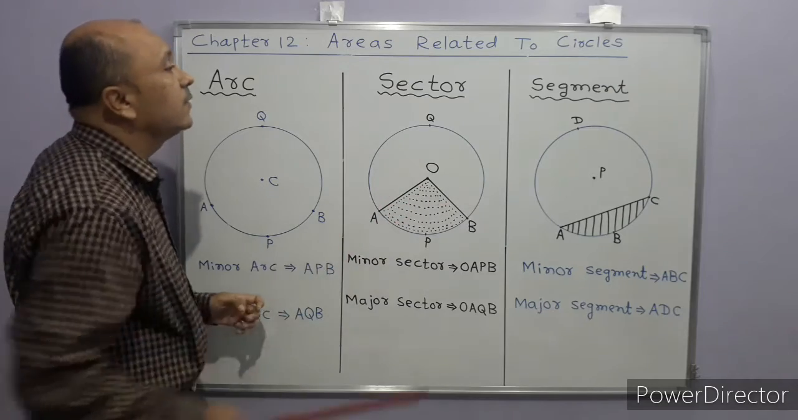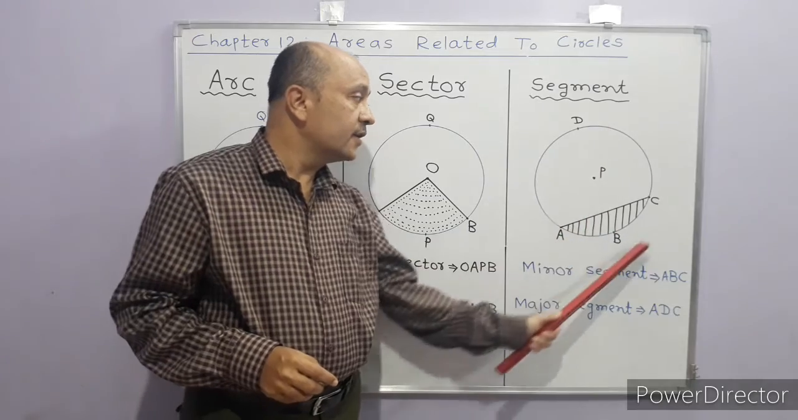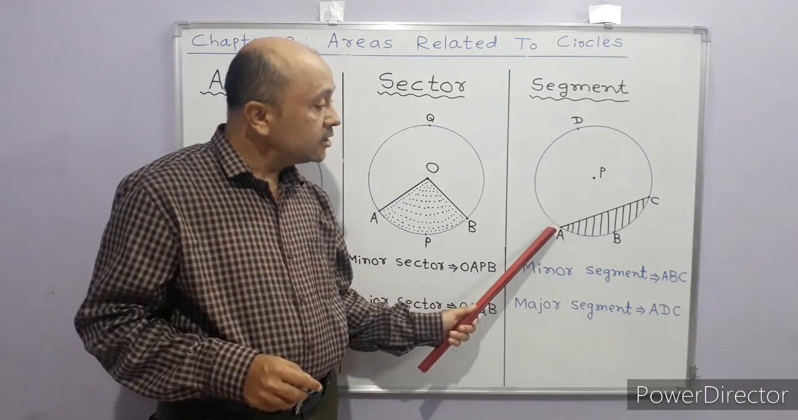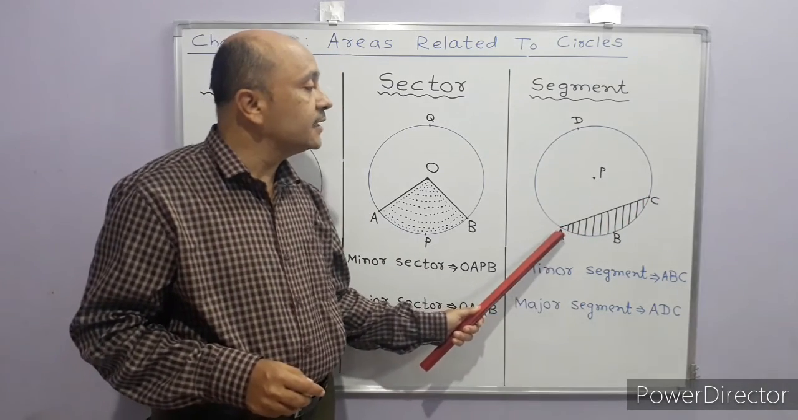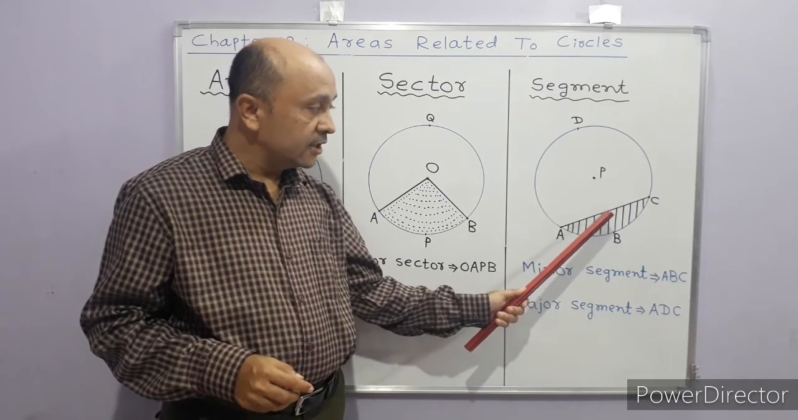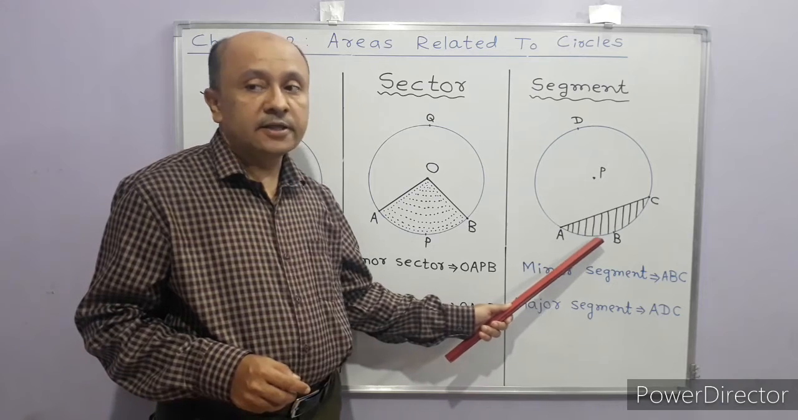So see the difference between the sector and segment. The circle is given, that is, the center of the circle is P. Such a part is called a segment. So what is AC? AC is nothing but a chord of the circle. The space between a chord and the circle is called a segment.